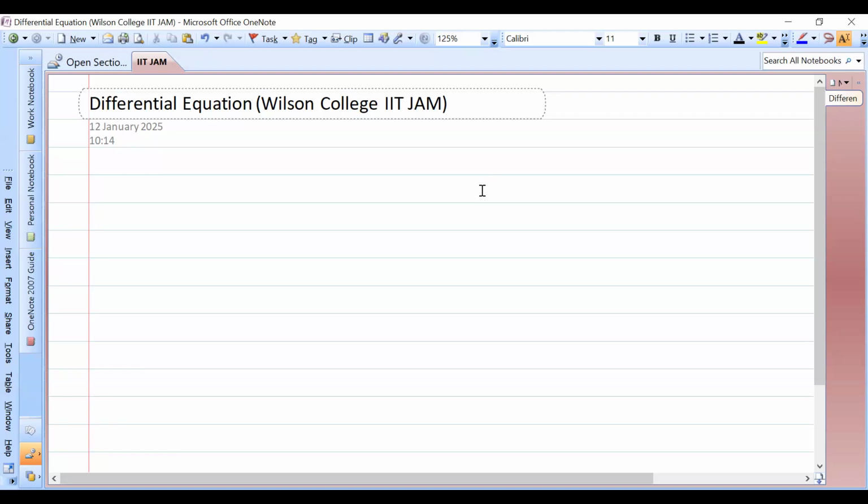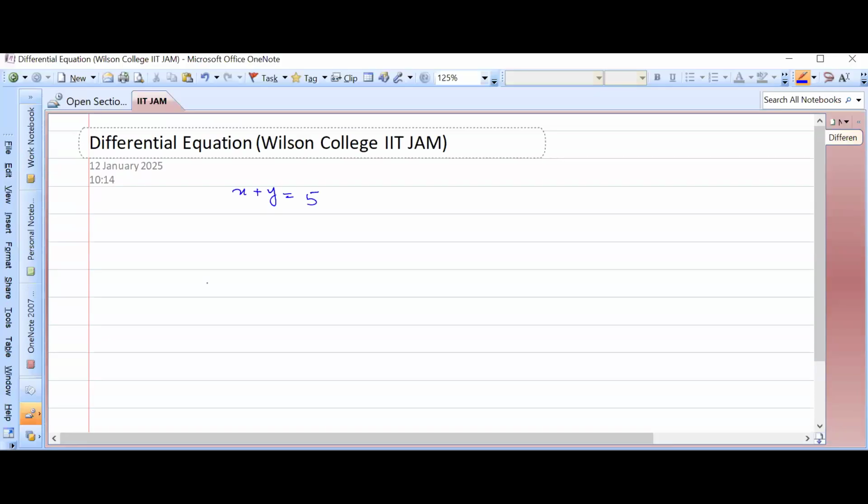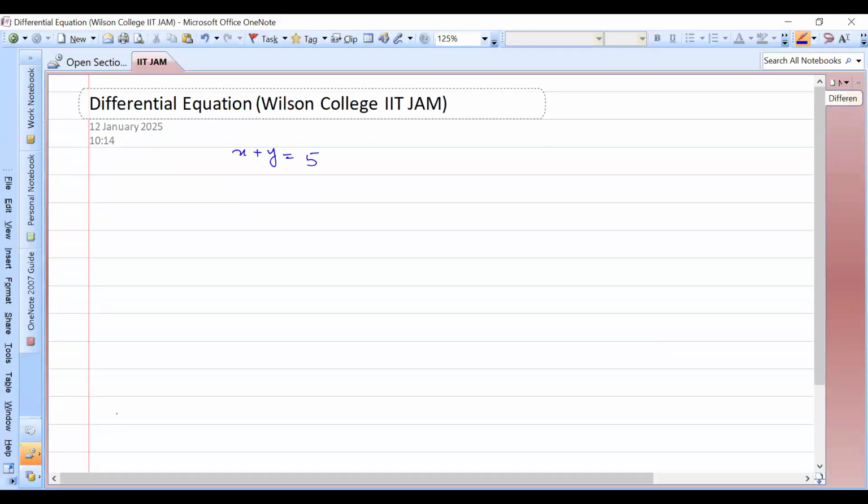Yeah. So you are familiar with differential equation? So can anyone define? Suppose I am here writing one equation, x plus y equals 5. Can you make a differential equation here? By differentiating this equation. So what we can say, please see here, we can say y equals 5 minus x.